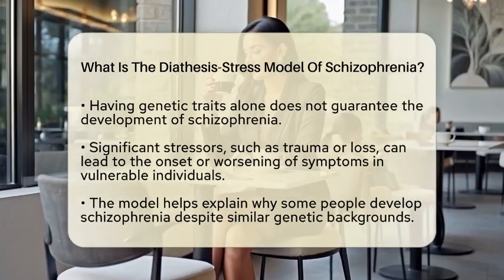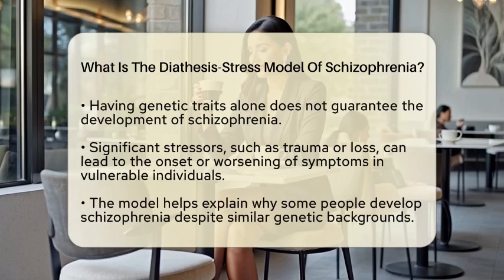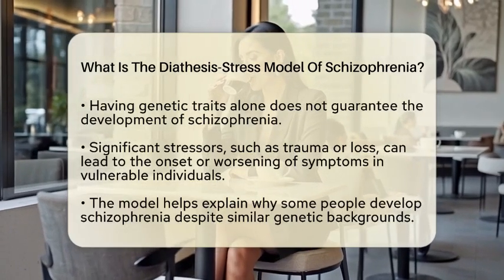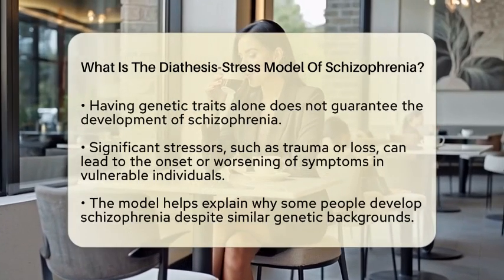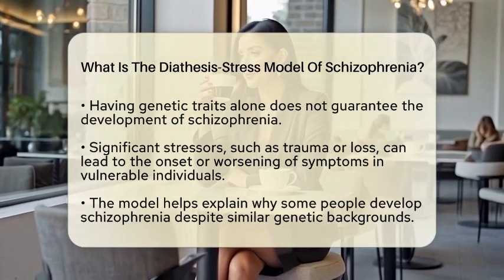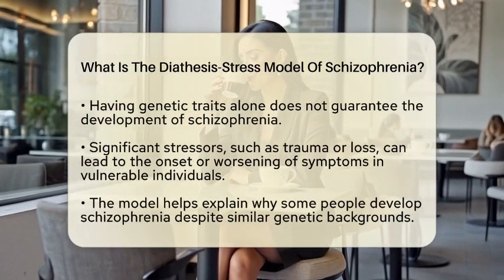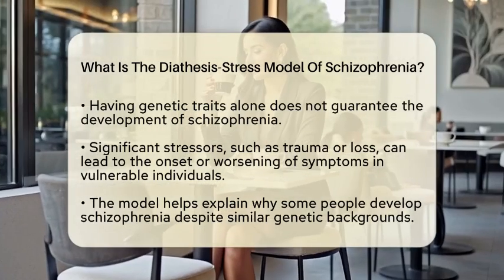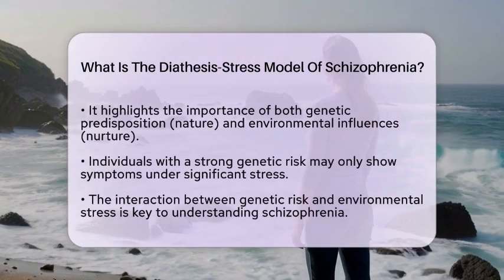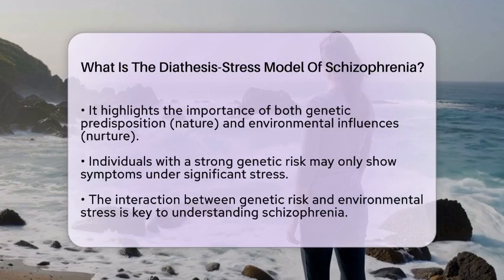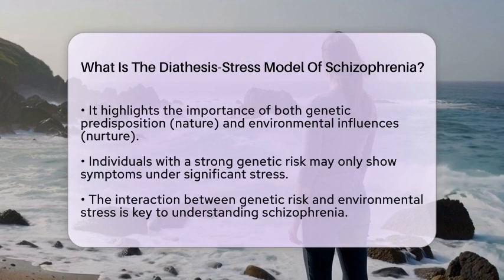This model is particularly useful in research because it helps explain why some people develop schizophrenia while others with similar genetic backgrounds do not. It highlights the roles of both nature, which includes genes and biology, and nurture, which encompasses environment and experiences. For example, a person with a strong genetic risk might only show symptoms if they encounter major stress, while someone with a lesser genetic risk may need much more stress to trigger the disorder.